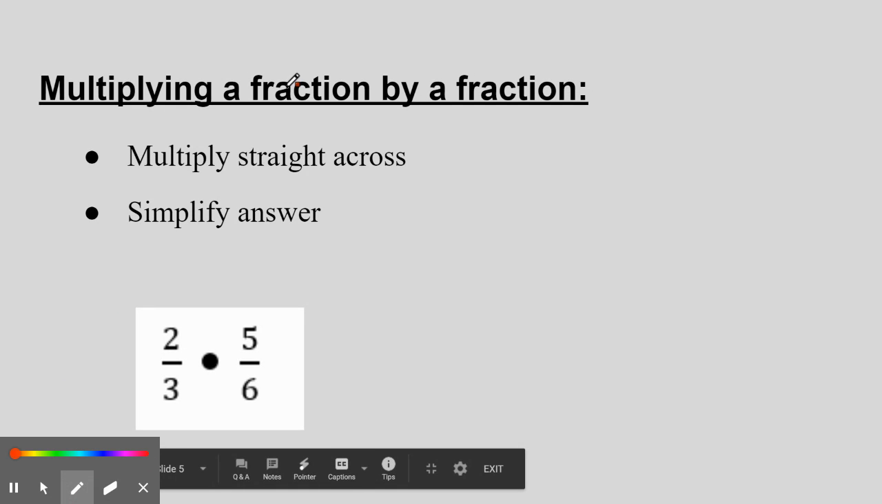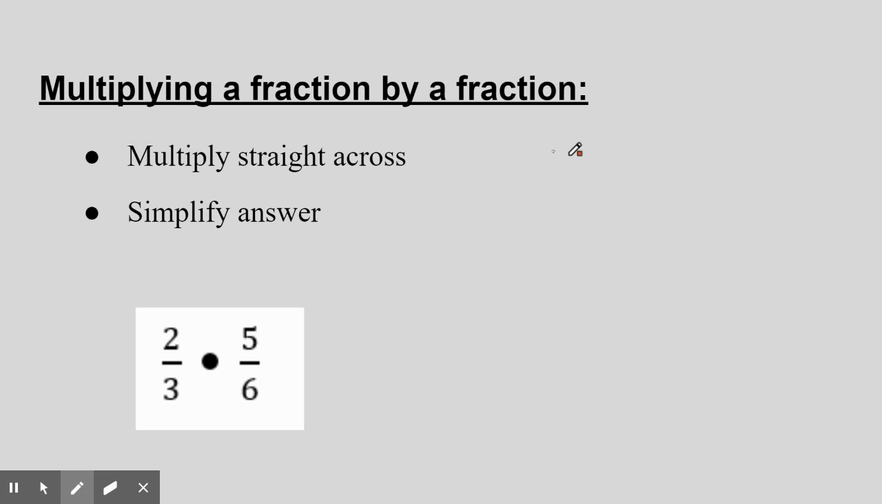All right, our next situation, we like this one because we don't have to change anything, is multiplying a fraction by a fraction. All you do, multiply straight across. So 2 times 5 gives me 10. 3 times 6 gives me 18. If you leave this as 10/18, your answer is wrong because we have to simplify.